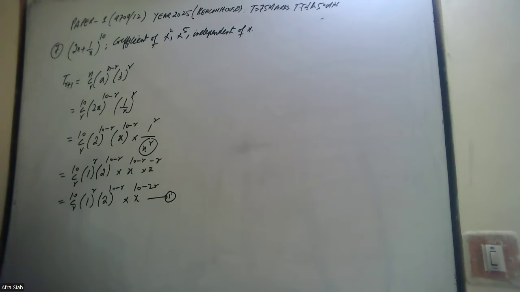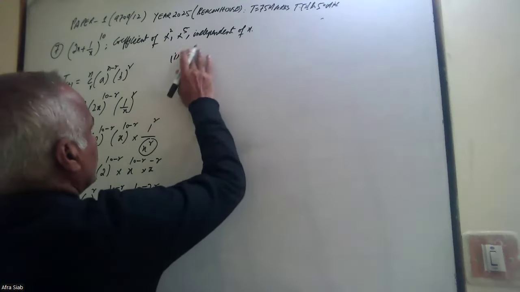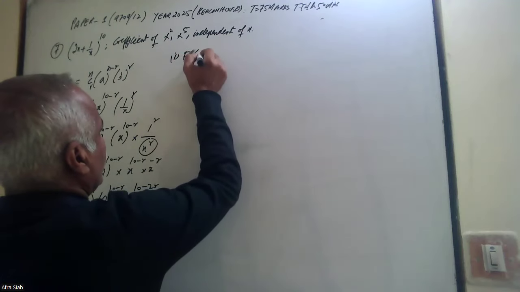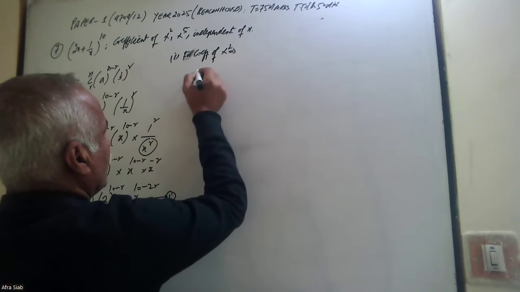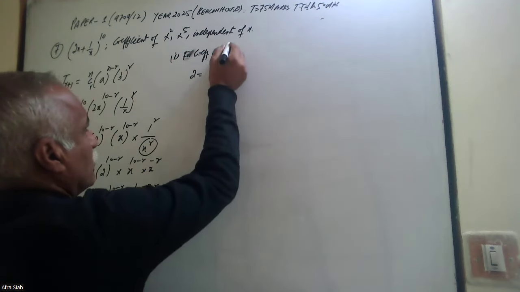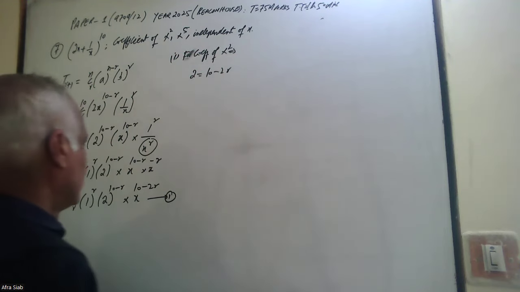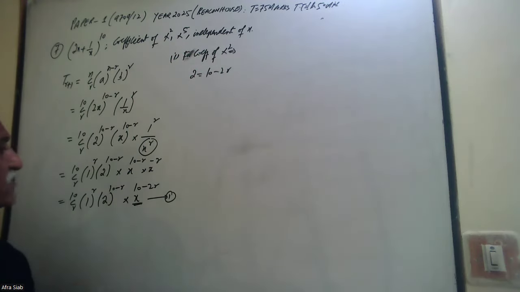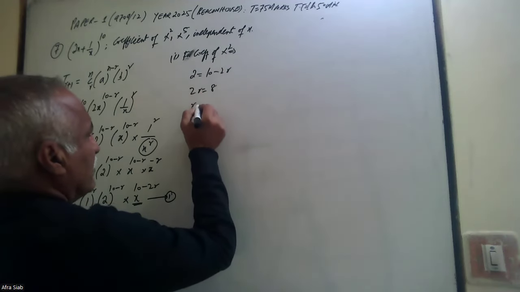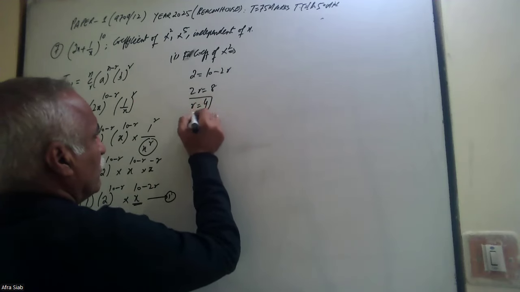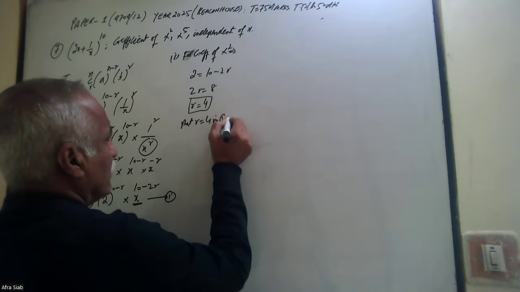Now we are finding the coefficient of x square. For coefficient of x square, we know that 2 should be equal to 10 minus 2R because this is the power of x there. So 2R should be equal to 8 and R should be equal to 4. So we put R is equal to 4 in 1.